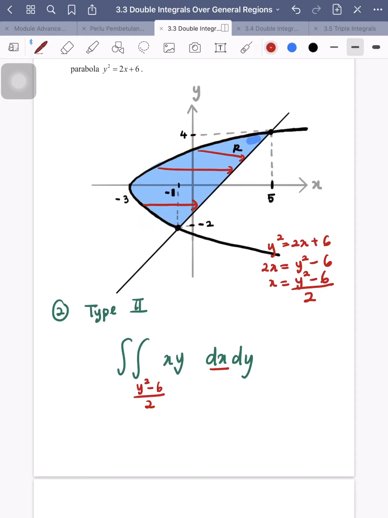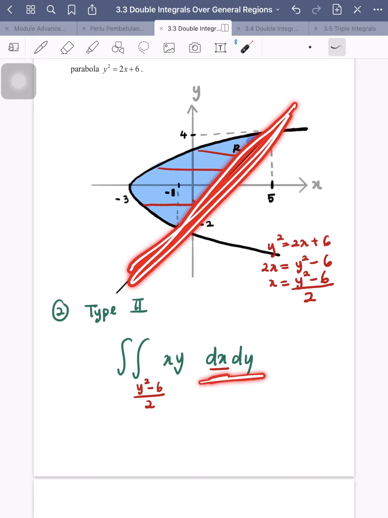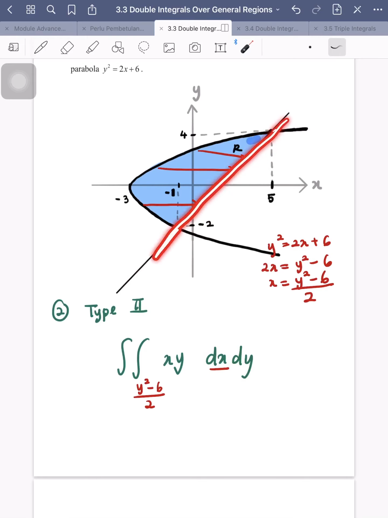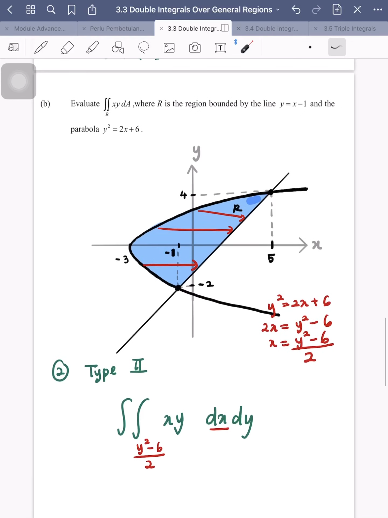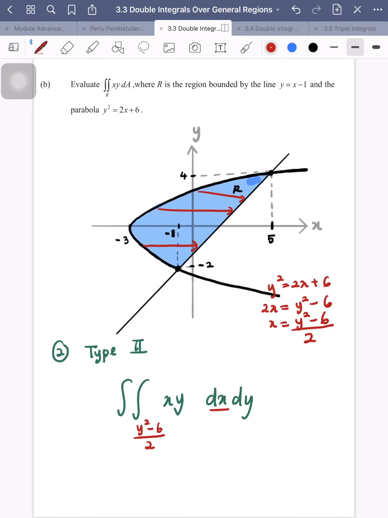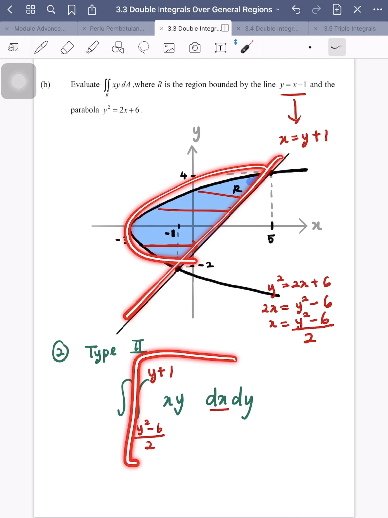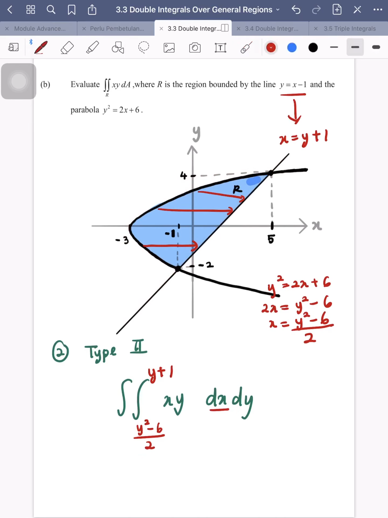Okay, next, the top means the right. For dx dy, you look from left to right. So at the right, you have the straight line, which is y equal to x minus 1. I want to view it as x equal to y plus 1. Just rearrange, and you will get x equal to y plus 1. So this is the left and the right limits, or you can say the inside limits for x.